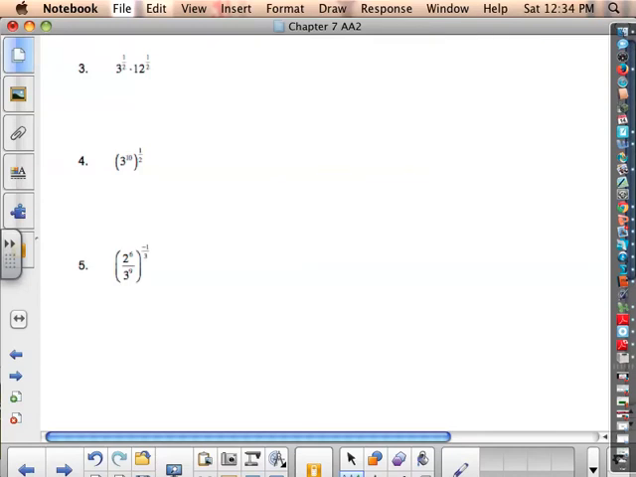Next, I have 3 to the 1/2 times 12 to the 1/2. So now my bases are not alike, but I can rewrite this as the product of the bases raised to the power. So that's going to give me 36 to the 1/2. You might see very easily that that is 6, or you can rewrite it as the square root of 36, which you know is 6. Makes it a lot easier to see.